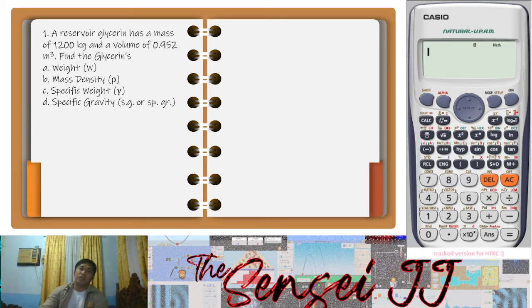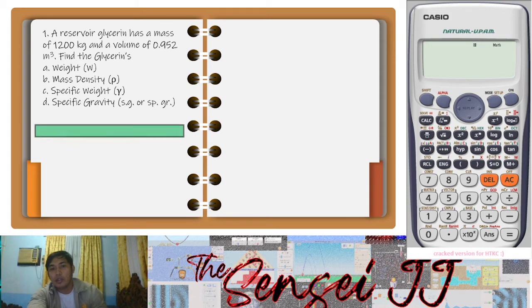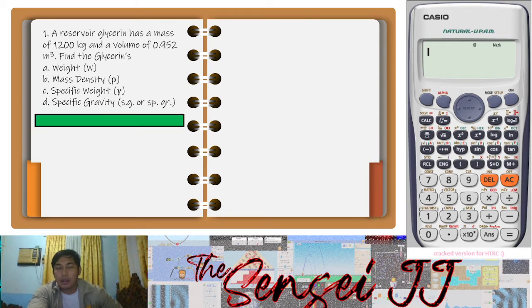So this first example, we have a reservoir of glycerin that has a mass of 1200 kilograms and a volume of 0.952 cubic meters. Find the glycerin's weight, mass density, specific gravity, and specific weight. Okay, so let's try to solve this one, guys, and I hope our answers turn out okay. So please try to solve this one. I'll be leaving this to you.